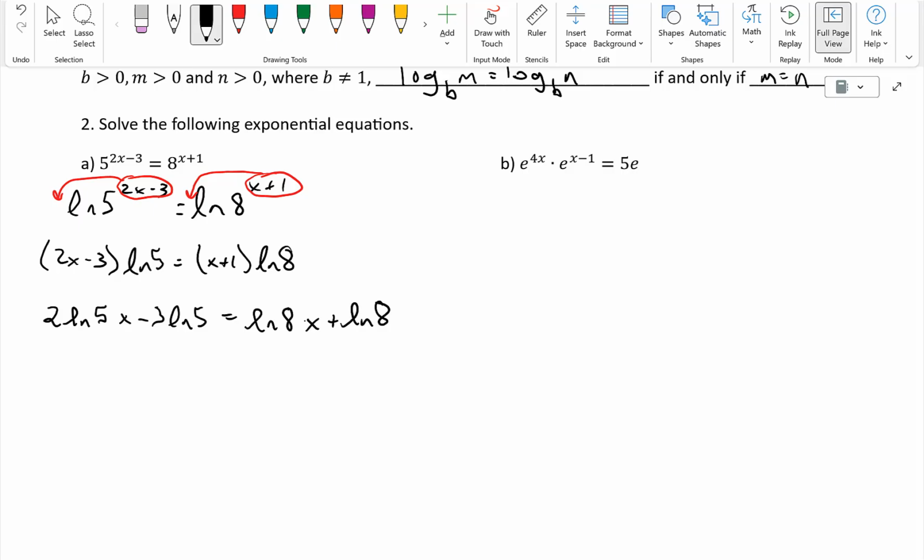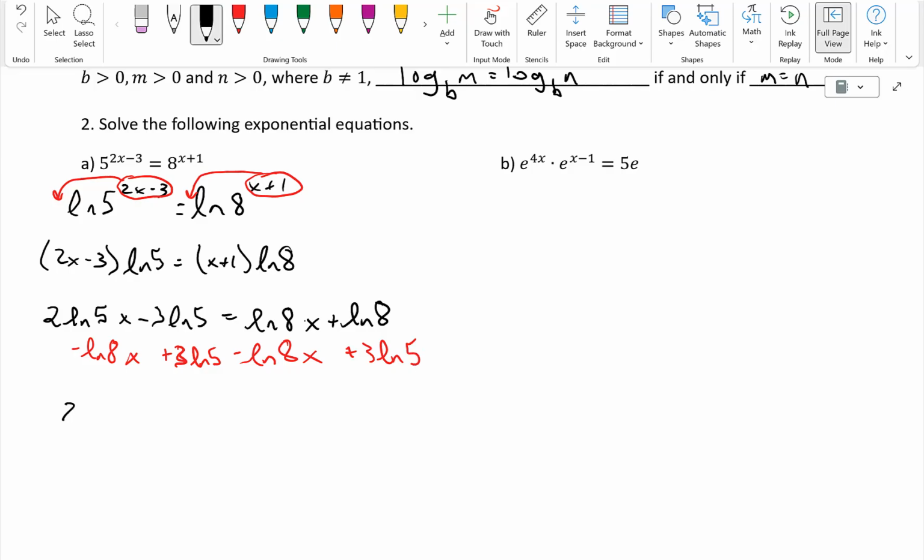You would end up tossing whatever you get into a calculator. Doing more steps leads to more possible mistakes. So our goal is not to simplify the logs or do anything. Our goal is to solve for x. So I'm going to move this natural log of 8 times x to the left by subtracting. And I'll move the 3 ln 5 to the right by adding it to both sides.